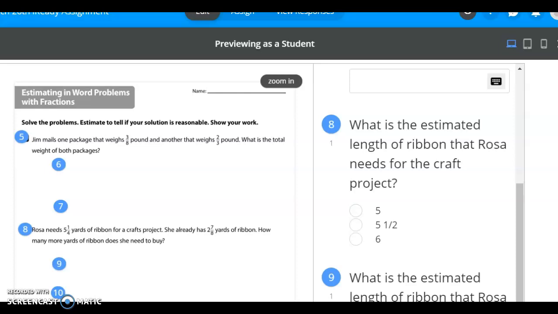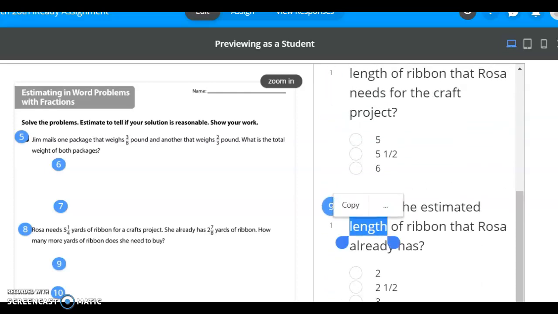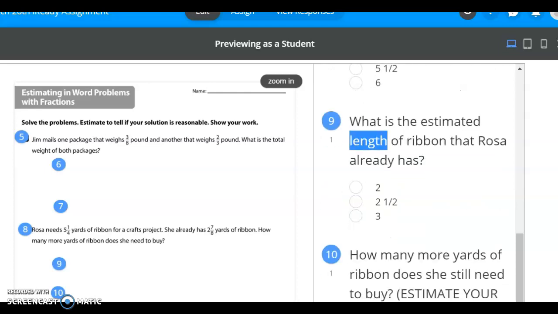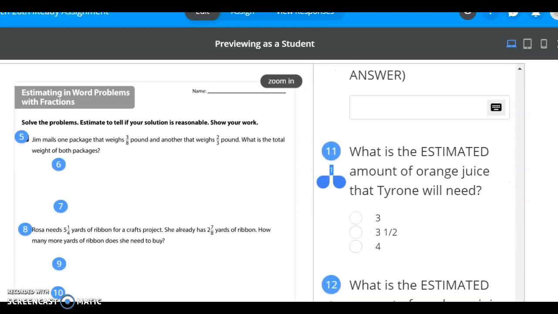Rosa has 5 1/4 yards of ribbon for a craft project. She already has 2 7/8 yards of ribbon. How much more does she need? So you've estimated, drawing it out just like I did for your 5 1/4. You are doing the same with 2 7/8. How much more yard does she need once you've estimated?